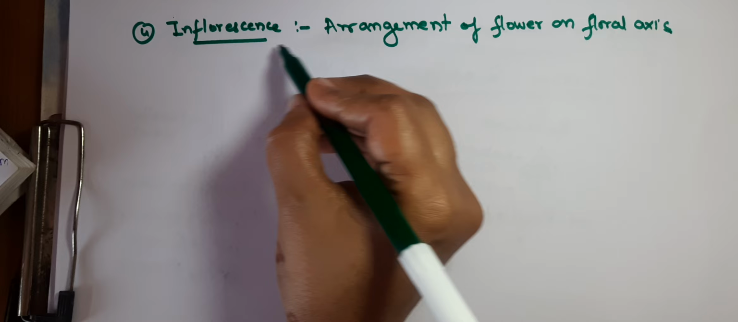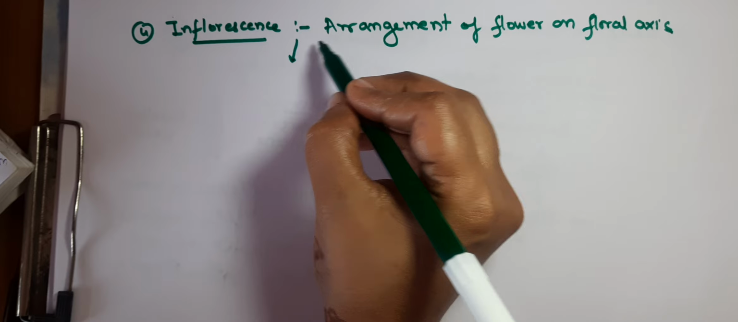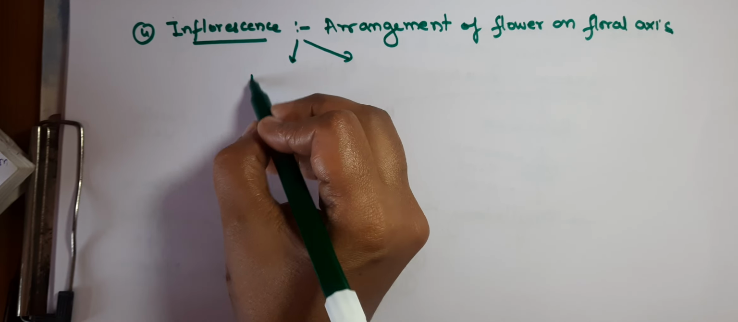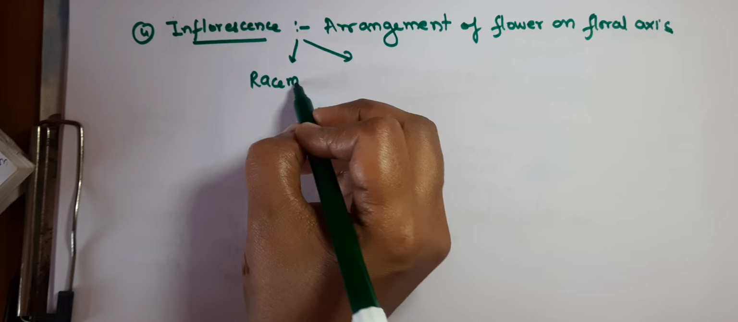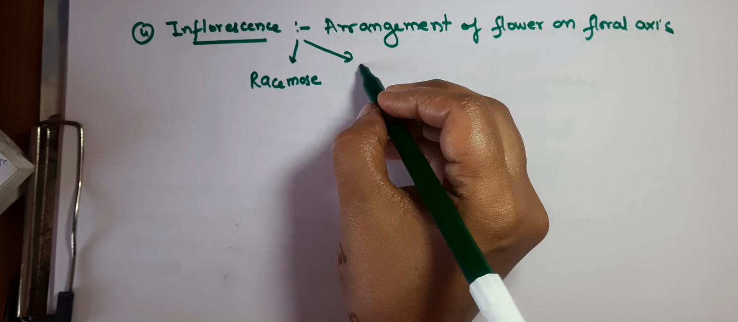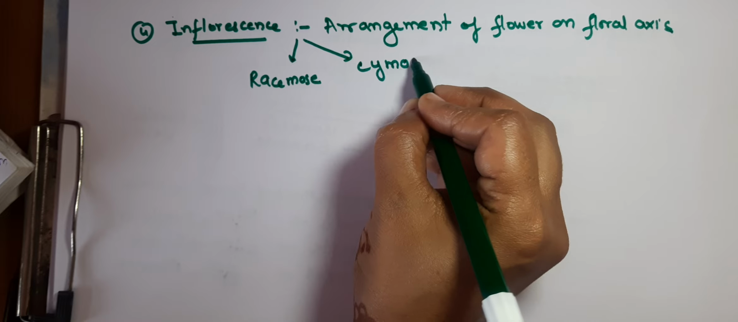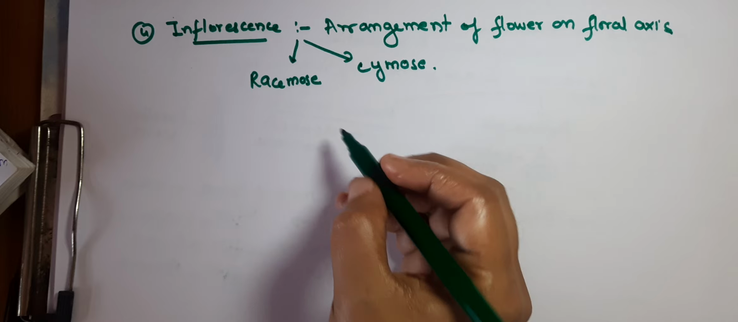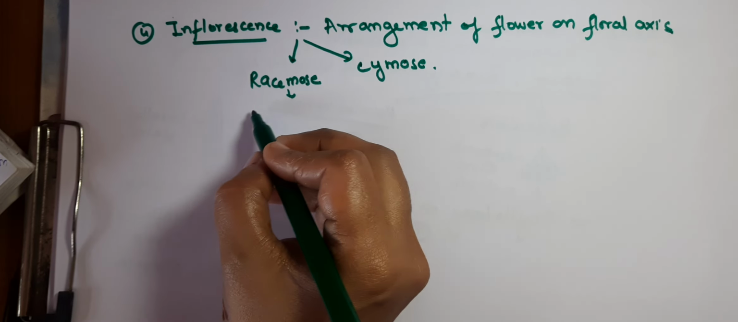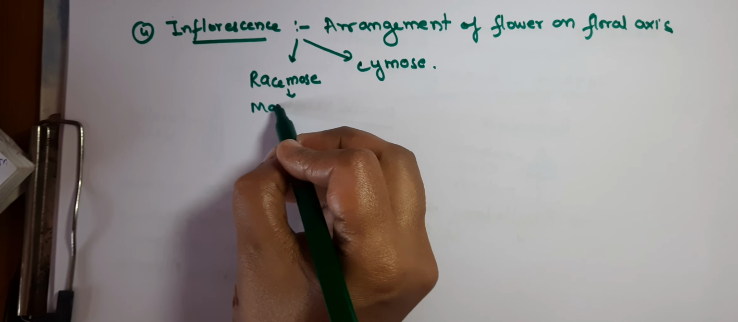There are two kinds of inflorescence. The first one is the racemose and the other one is the cymose. In the racemose one, what will happen? The main axis grows indefinitely.